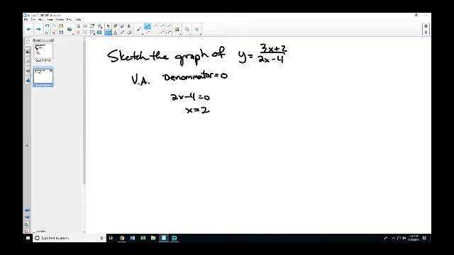So, to verify, you check 2 from the right and 2 from the left. You have to see if there's a vertical asymptote. Okay, I did show you how to do this without limits. Can anybody tell me why we know this is a vertical asymptote right now without limits?